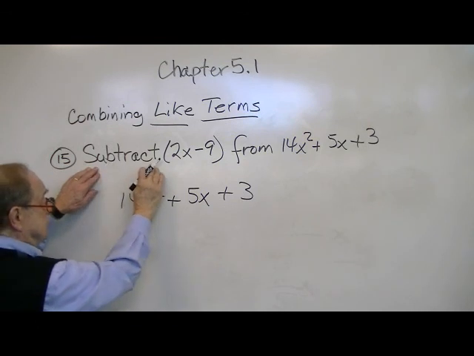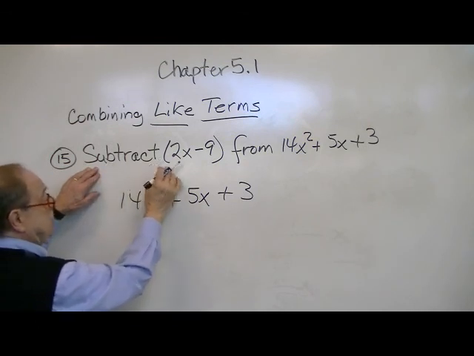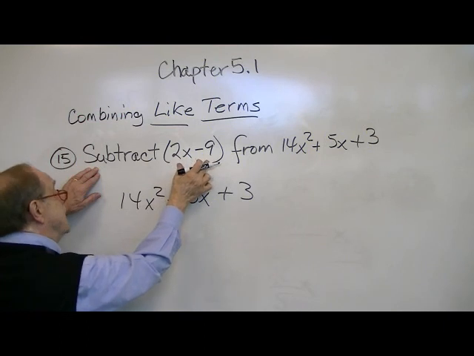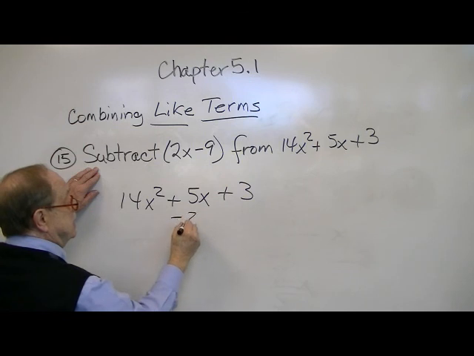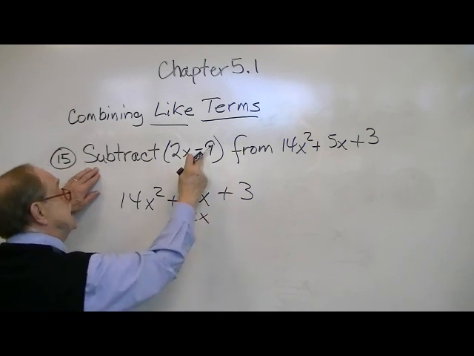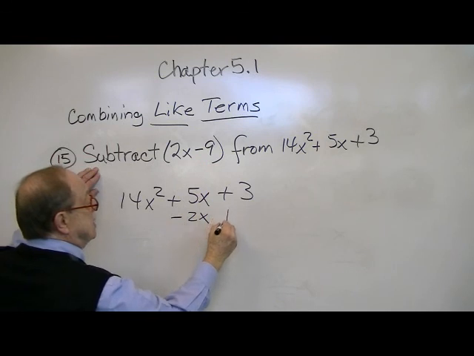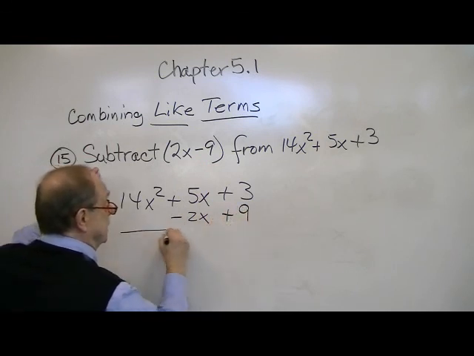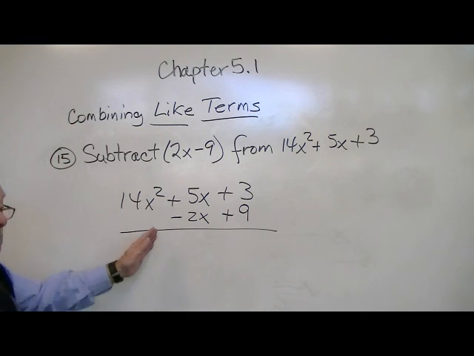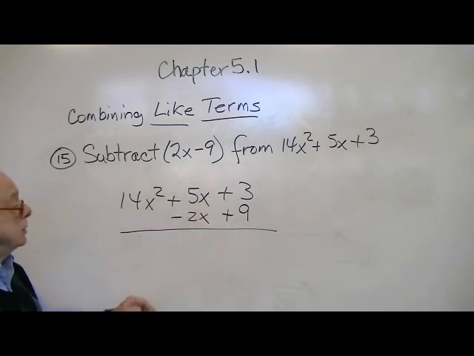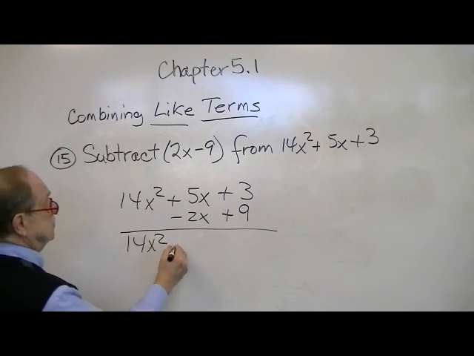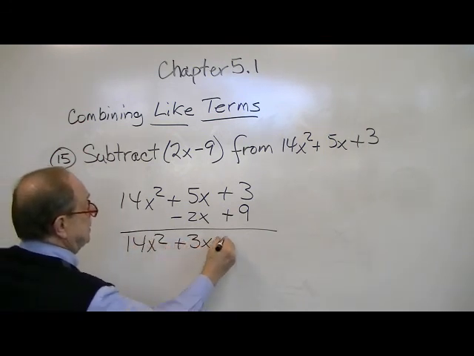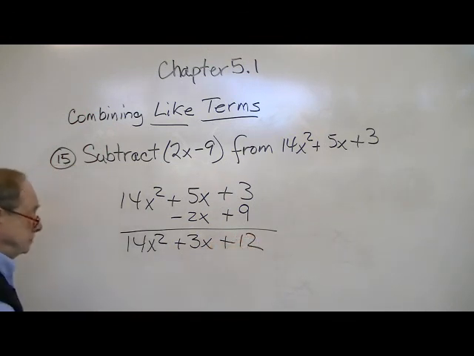Now they want us to subtract, so we're going to change these signs. This is a positive 2x. It's going to become a negative 2x. This is a negative 9. It's going to become a positive 9. And I'm using our technique of vertical like term columns. And then that's the answer.